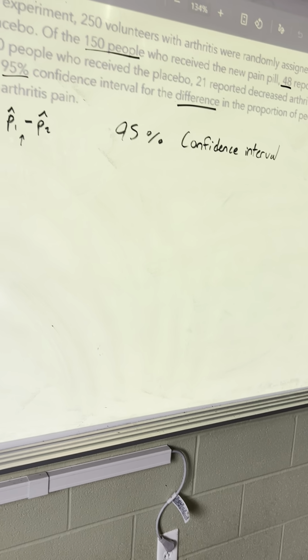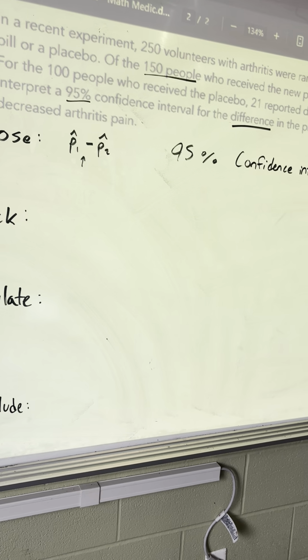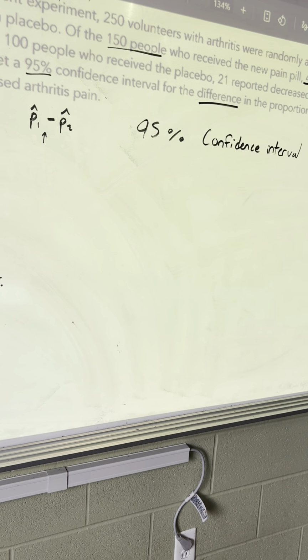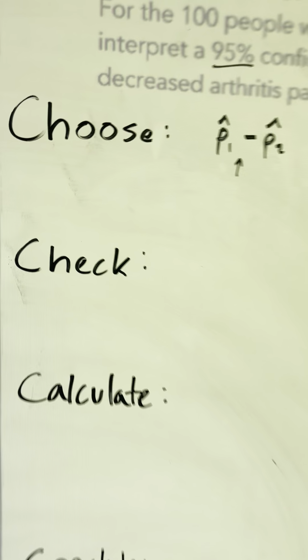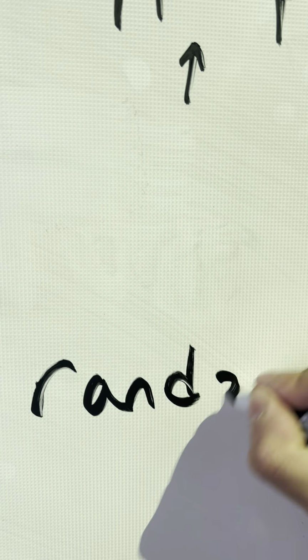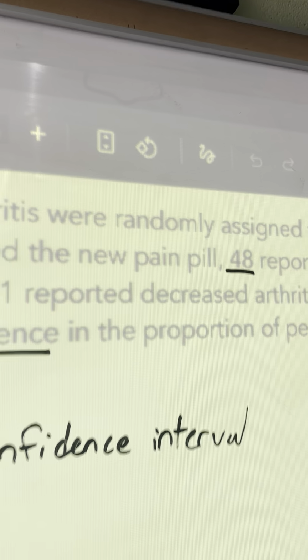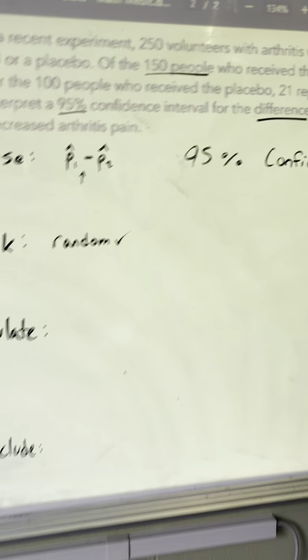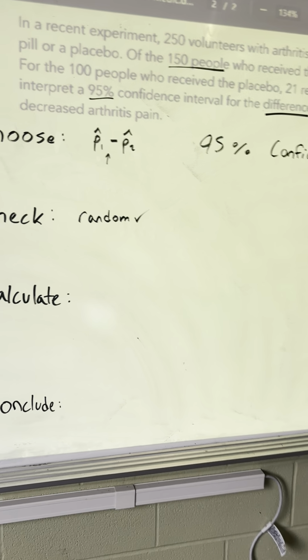So next we got to check. We have to check the credibility of this. We got to make sure it makes sense. So first off, in the check column, we got to make sure that it is random. Now this one, we are doing random assignment. It was randomly assigned to receive either a new pain pill or a placebo. So that one, we're good to go.